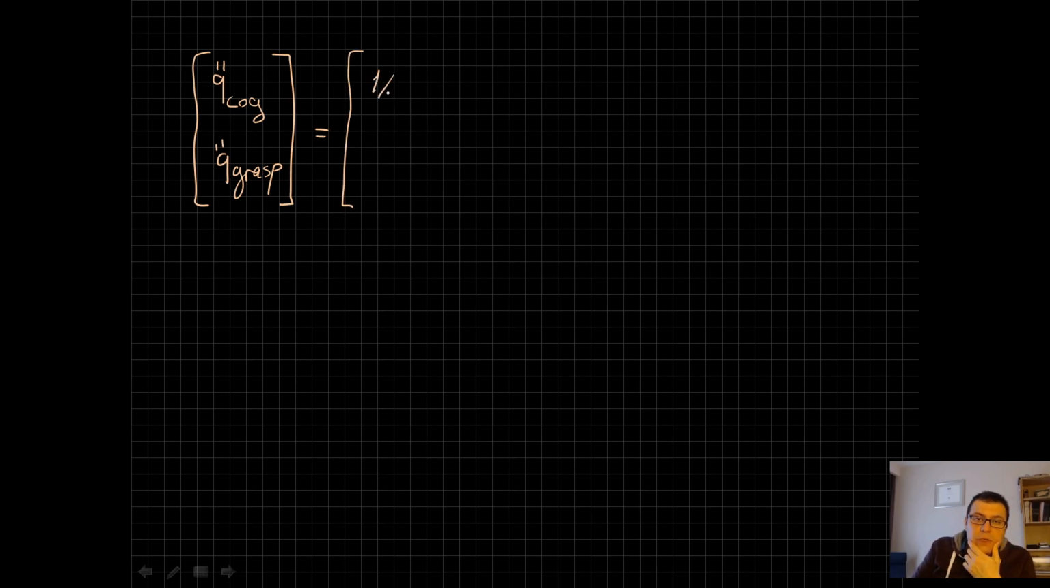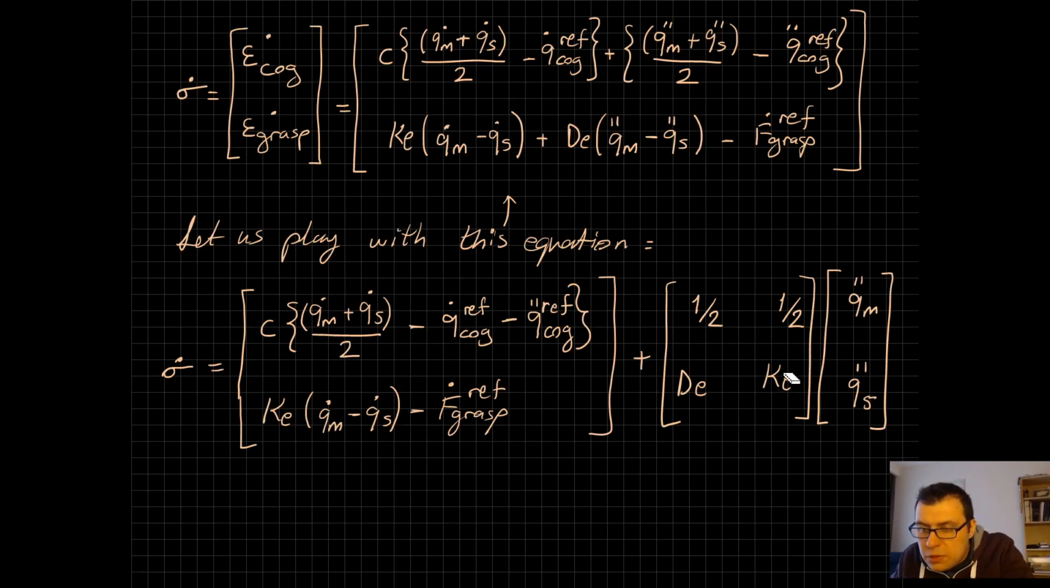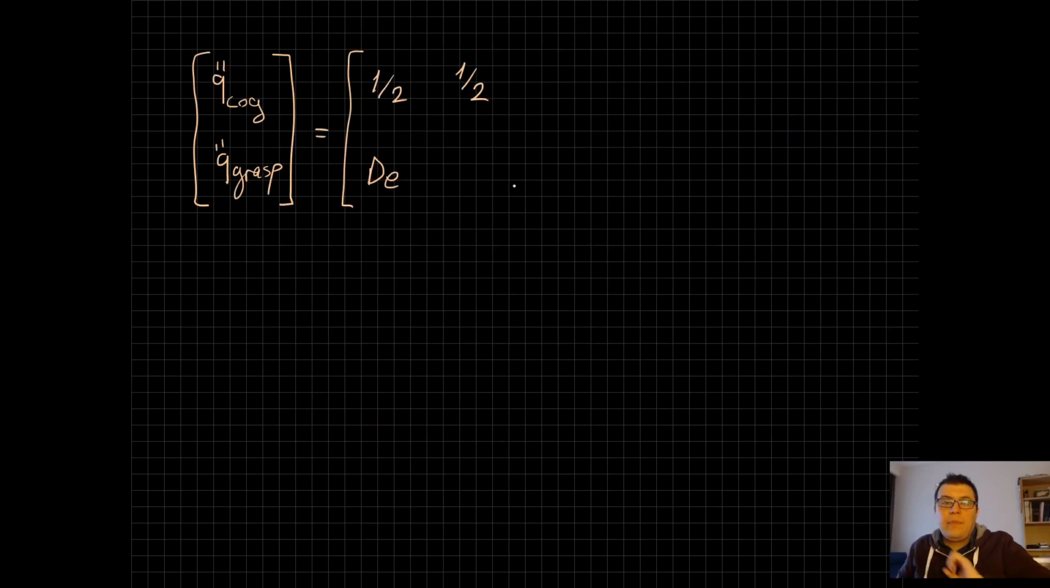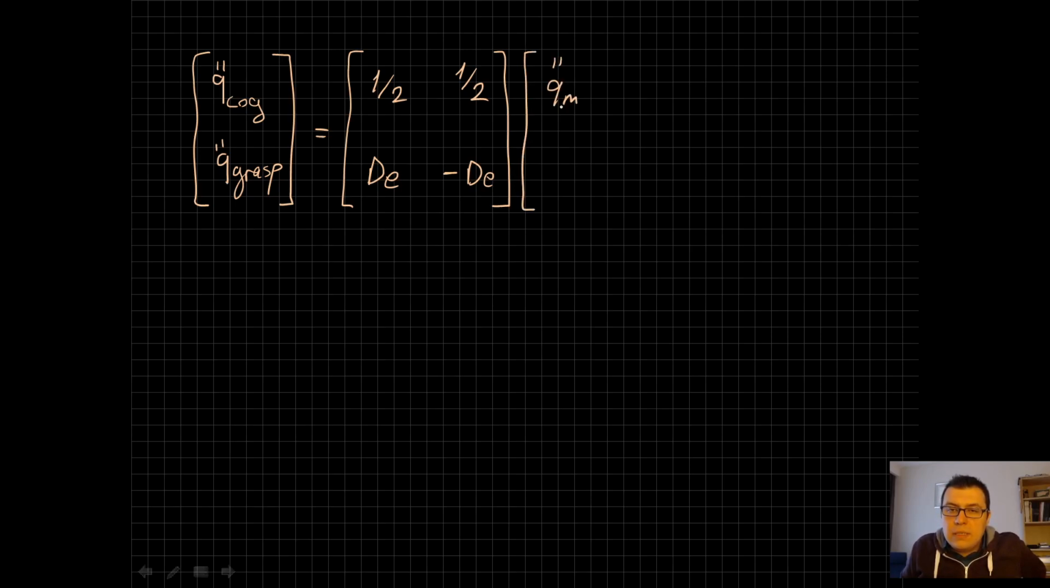So this is 1 over 2, 1 over 2. Here you have De, and I think I made a mistake. That shouldn't be Ke, that should be minus De, isn't it? So De Qm double dot minus De Qs double dot, this part. Yeah. And here we have minus De at the end. So we're going to multiply this with Qm double dot and Qs double dot. That's just a definition.